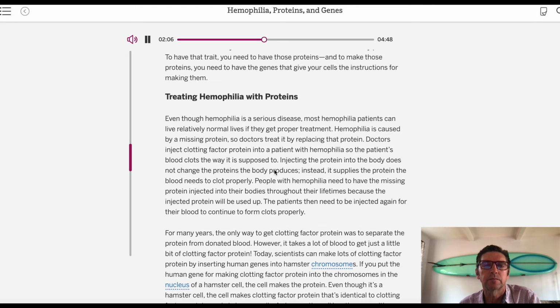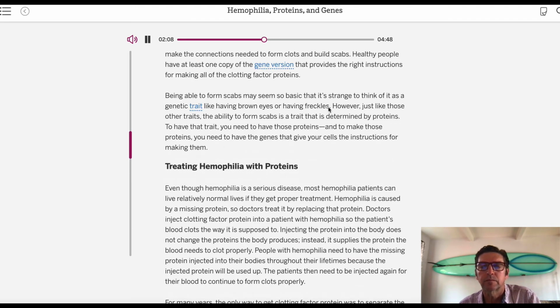Being able to form scabs may seem so basic that it's strange to think of it as a genetic trait, like having brown eyes or having freckles. However, just like those other traits, the ability to form scabs is a trait that is determined by proteins. To have that trait, you need to have those proteins, and to make those proteins, you need to have the genes that give your cells the instructions for making them.